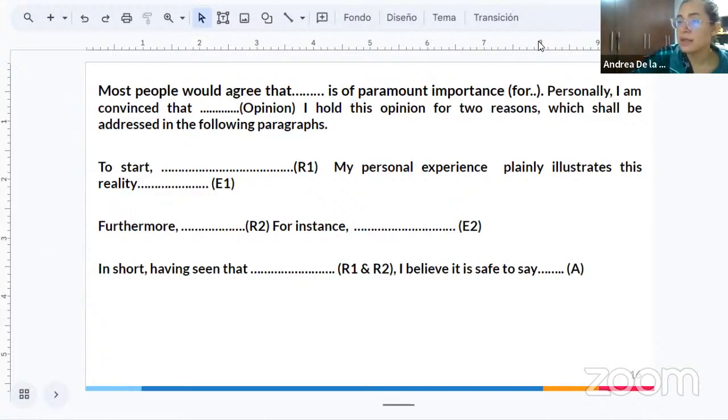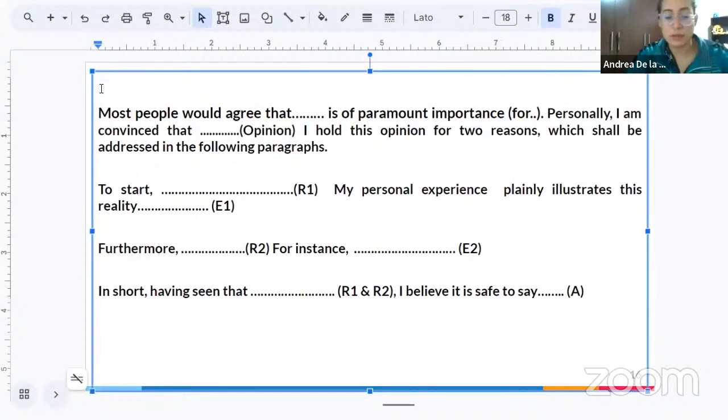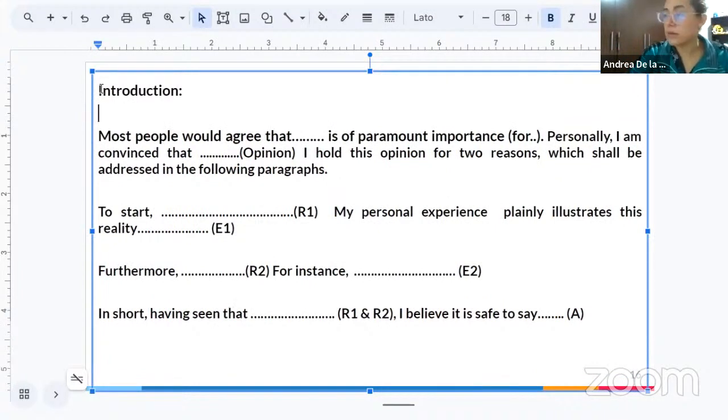So let's start with the introduction. What do you have to do in the introduction? Let's see. So there are actually 3 basic things that you need to have in the introduction. You may have more, but there are 3 essentials. The first one is some context, where you explain what the topic of the essay is going to be.